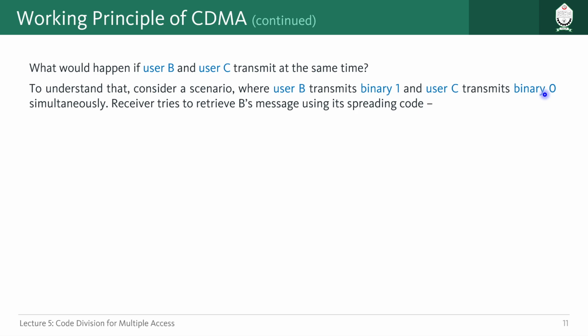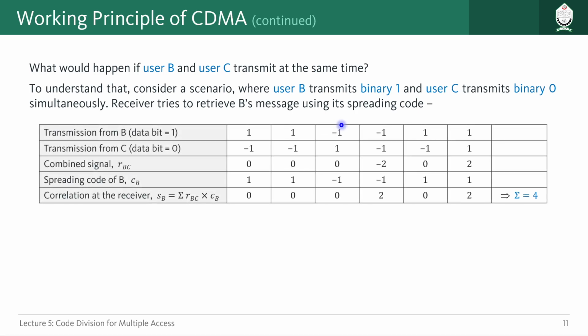And at the receiver, some receiver is trying to retrieve user B's message using its spreading code. Then what will happen? For that case, you see, transmission from B is a data bit of 1, which is this one. Again, to transmit binary 1, we transmit the exact spreading sequence of that user, and to transmit binary 0, we transmit the complement of that, right? So for transmission from C, data bit of 0, so we are just taking the complement of the spreading code of user C. You can check that if you want. So at the channel, these two signals will get mixed up.